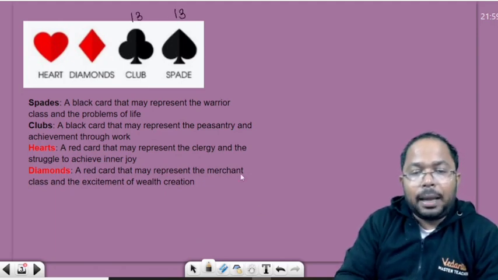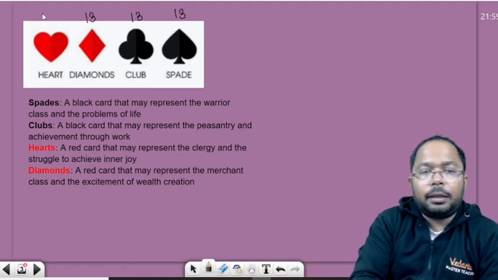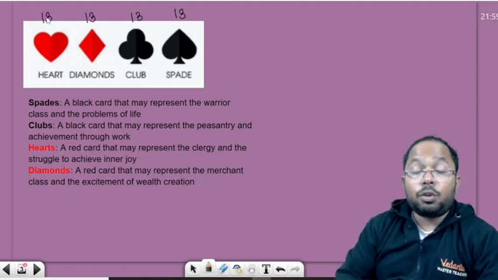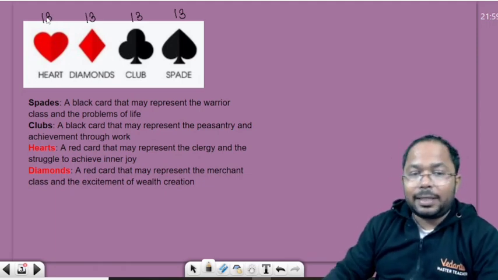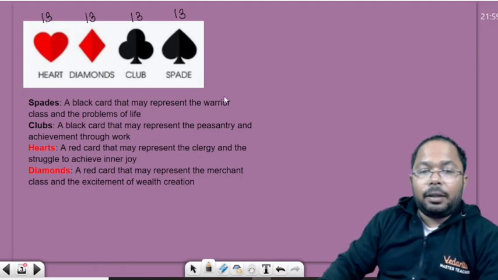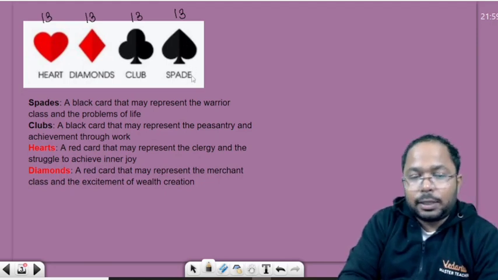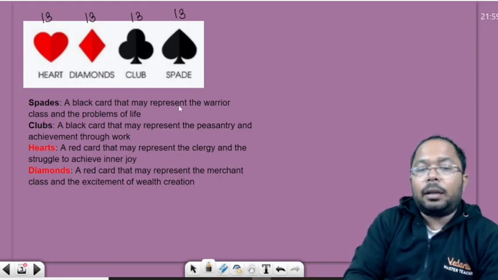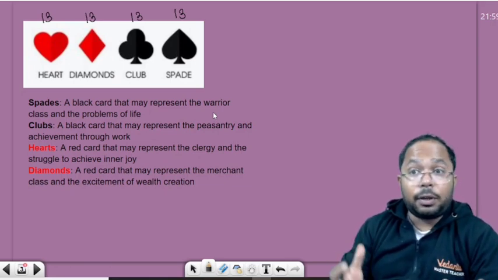as clubs and 13 as spades. In the red part, we have 13 as diamonds and 13 as hearts. So in total, we say there are four suits of cards. Let us see the spade that we can see here, an inverted kind of leaf, it looks like. Spades are black cards that may represent the warrior class and the problems of life. These cards are not of today.